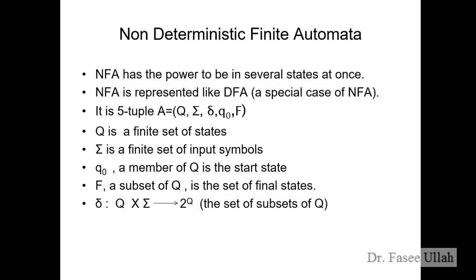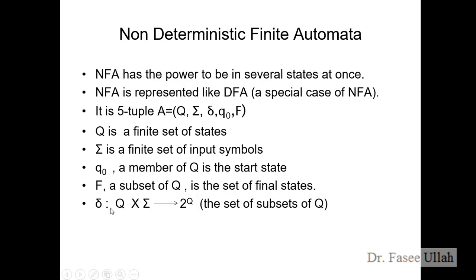NFA is represented like a DFA. Why a DFA? Because we have some basic tuple or elements for NFA as well. If you remember the previous DFA, we have Q, which is the states. It could be an initial state, or an intermediate, or a final state. Then we have input symbols, then transition values, then the initial state, and then the final state. So we have almost the same tuple or elements for NFA as well.